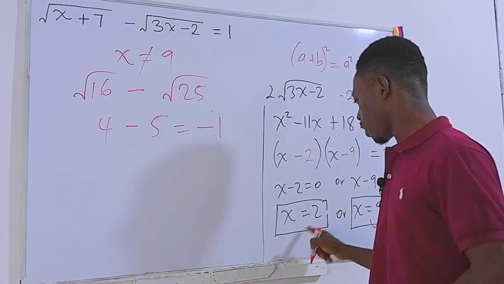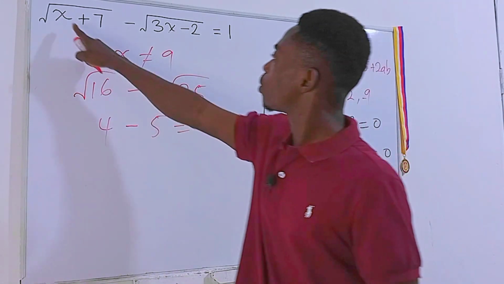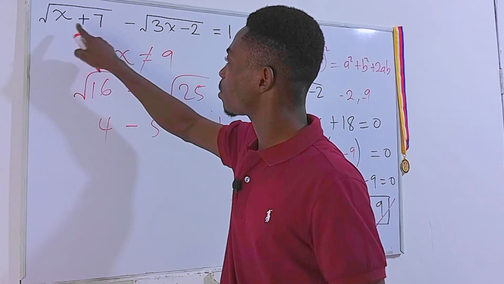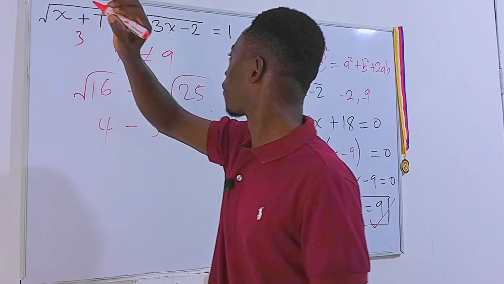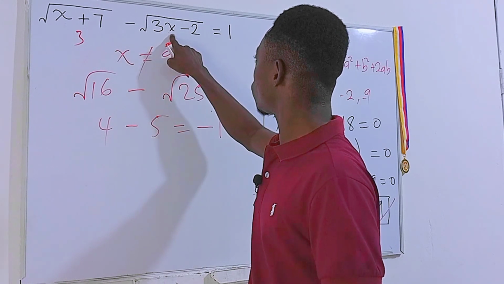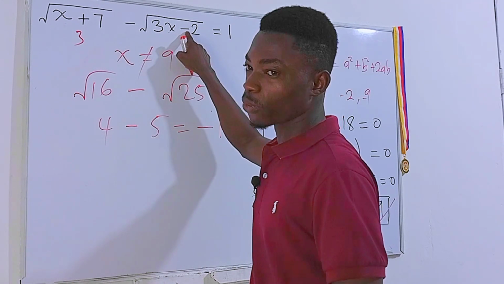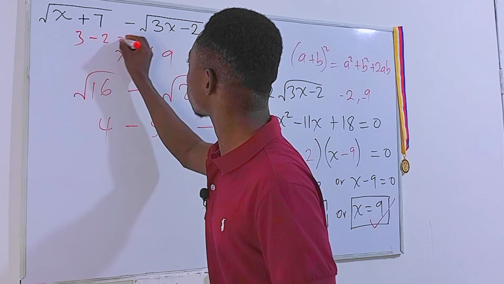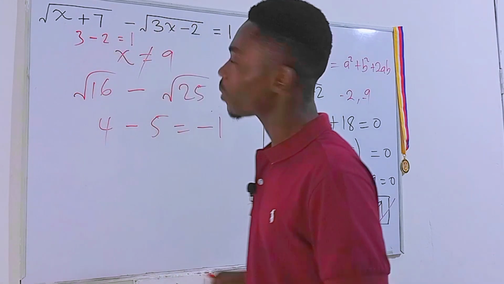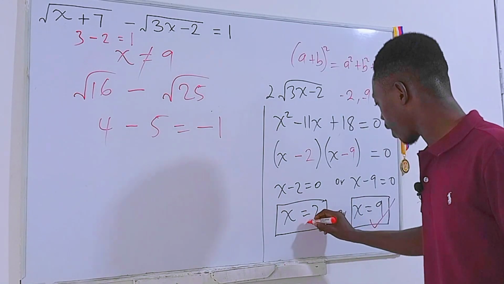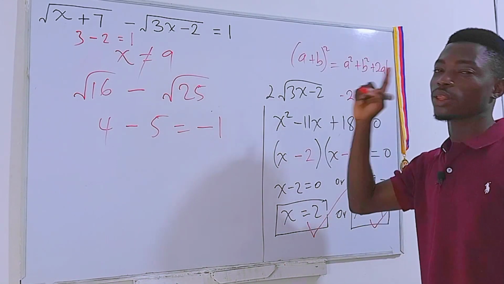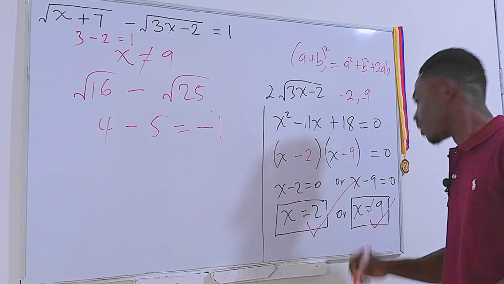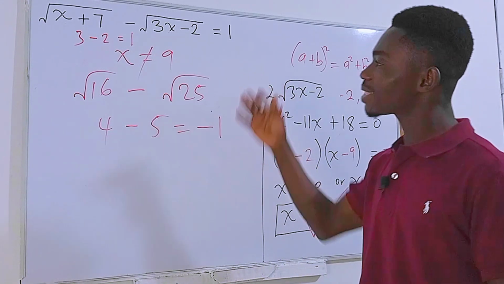Let's check for 2. If x is equal to 2, we have 2 plus 7, which is 9. Square root of 9 is just 3. Then 3 times 2 is 6, minus 2 is 4. Square root of 4 is 2. So we have 3 minus 2, which is equal to 1. So indeed, x equal to 2 is the only solution to this equation. x can never be 9. So this is how to go about it.